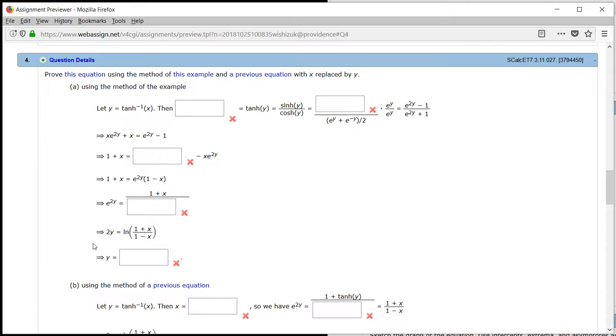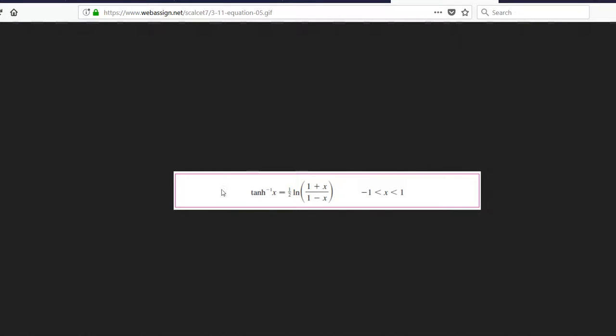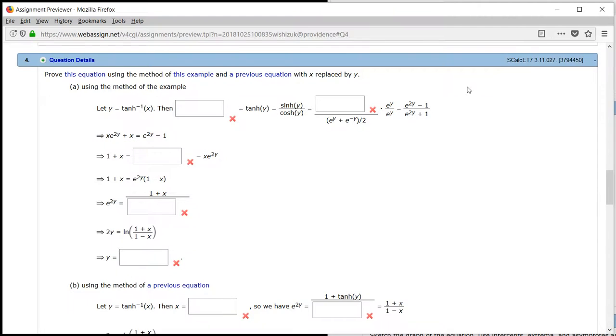All right, let's look at homework 3.11, problem number 4. We want to prove one of those identities. Let's see, this equation. This is the one we want to prove. All right, so let's do that.